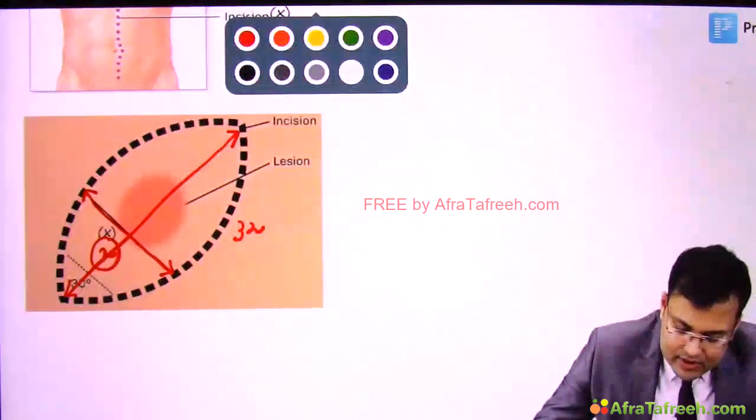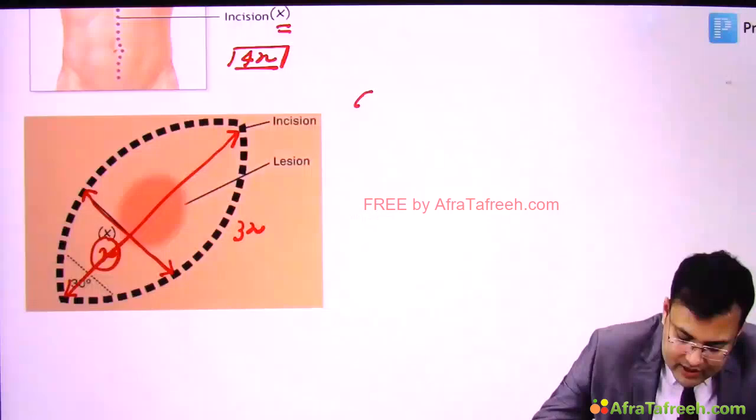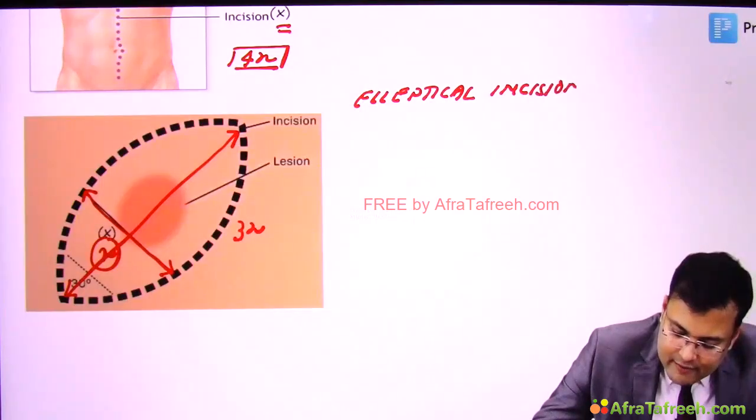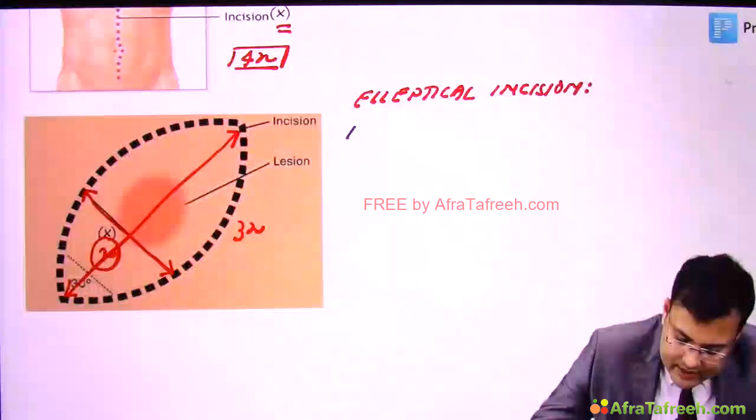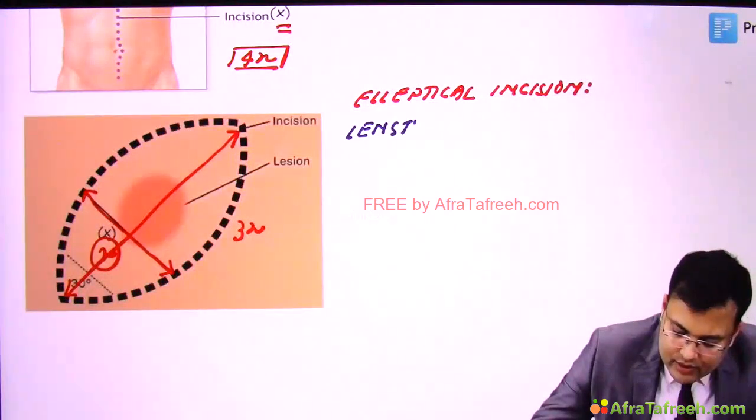So, second important question: for an elliptical incision to heal without tension, the length to width ratio should be 3:1.